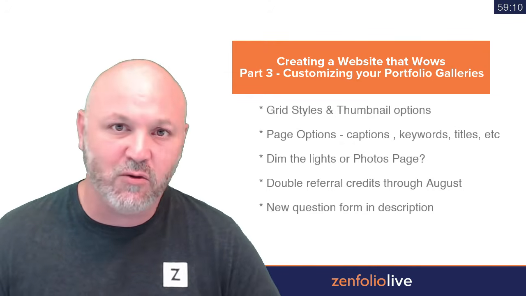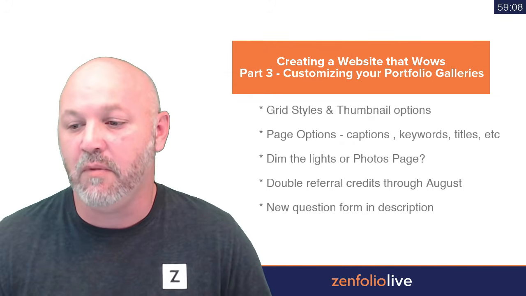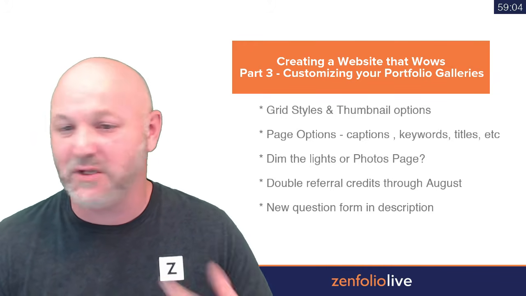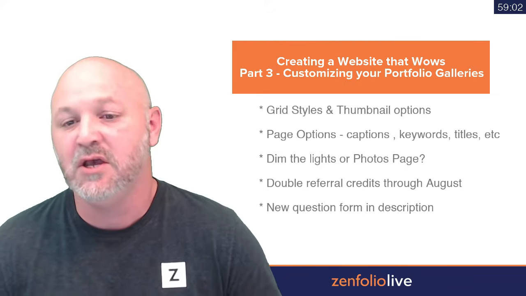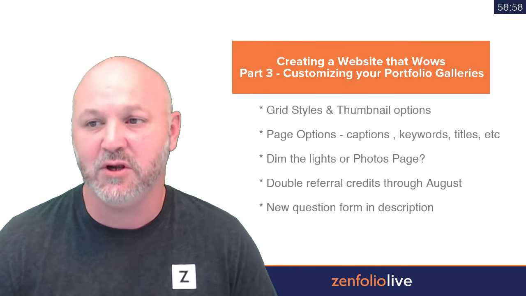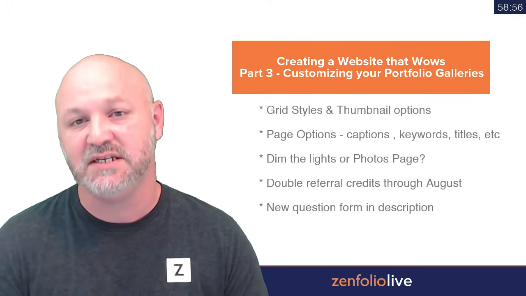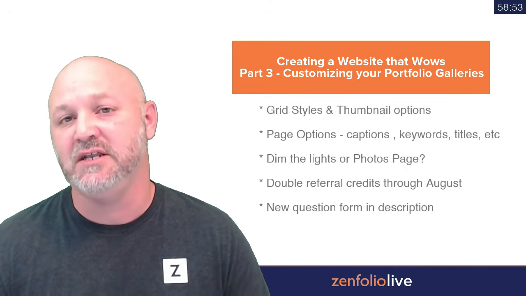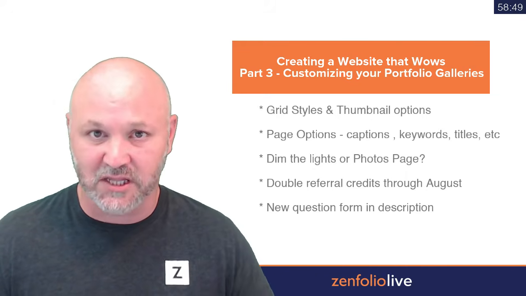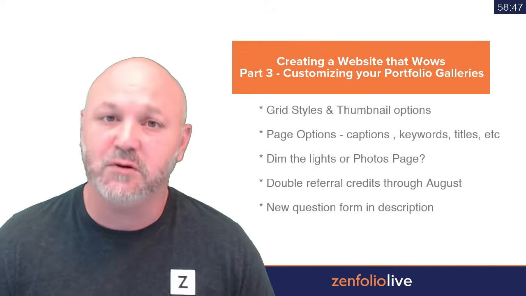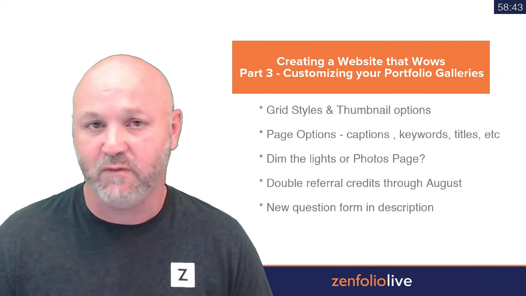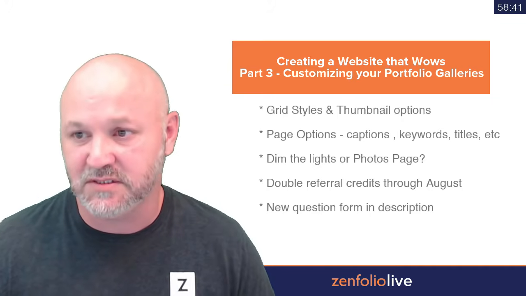I've also got some email questions that I need to get to, but some of the things we're going to talk about today, like I said, are grid styles and thumbnail options. We're going to get into talking about page options, captions, keywords, how to make sure that information is set to show so that you can actually get a benefit from that information being in your images. Then we're going to talk about dim the lights mode, whether to use that or the photos page, and kind of show you the different options that are available and what those different options do.